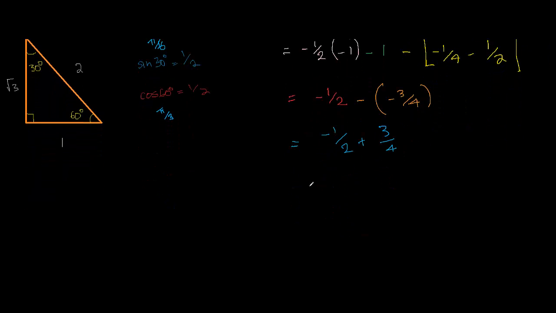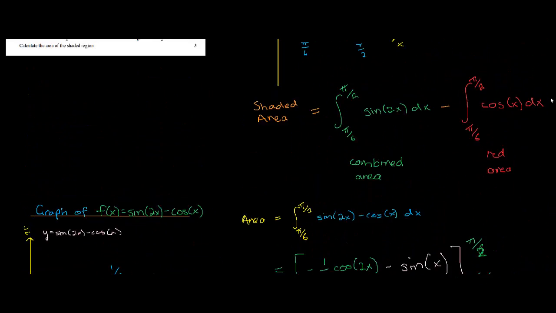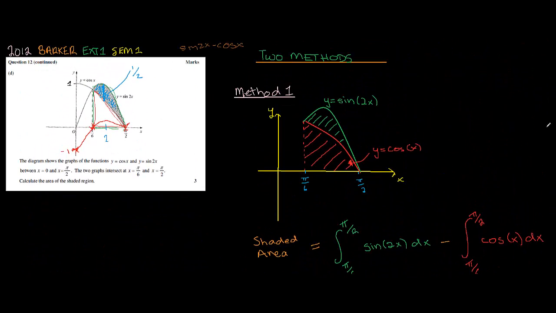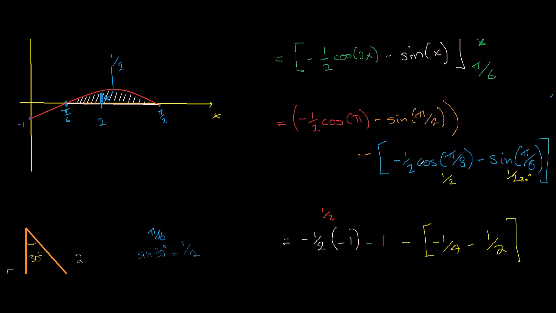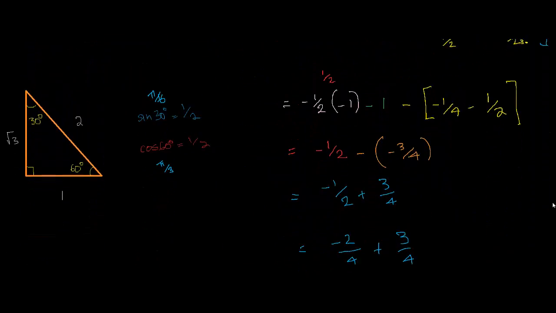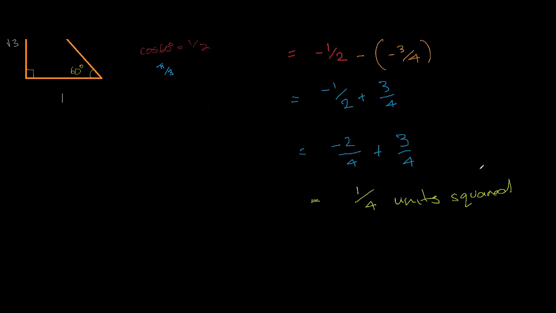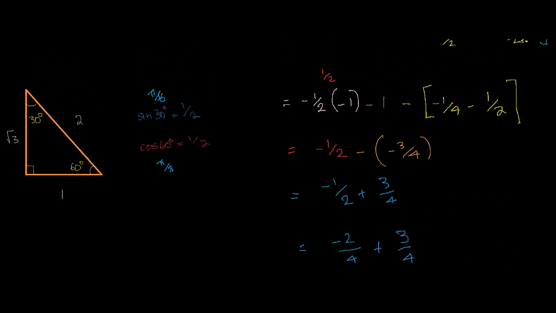Too easy. And now remember, we're just going to do a common denominator. So I'm going to write this as minus 2 over 4, and a plus 3 over 4. Beautiful. And that is, of course, 1/4. Beautiful. Units squared, I would write, because remember, we're trying to find the area of this shaded region. And we definitely know it's a positive area, because here it's a positive area, and we got a positive number. If we got a negative number here, we would have known we made an error at some point, but we haven't. So hope that was clear.